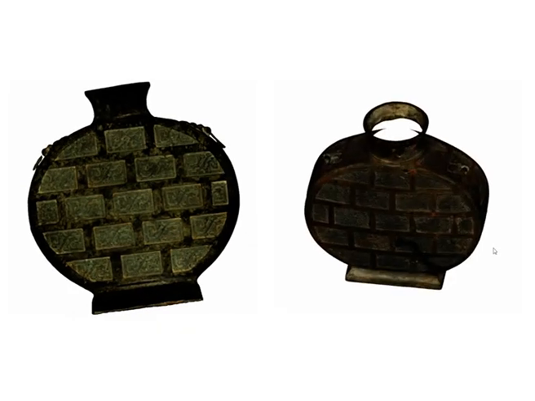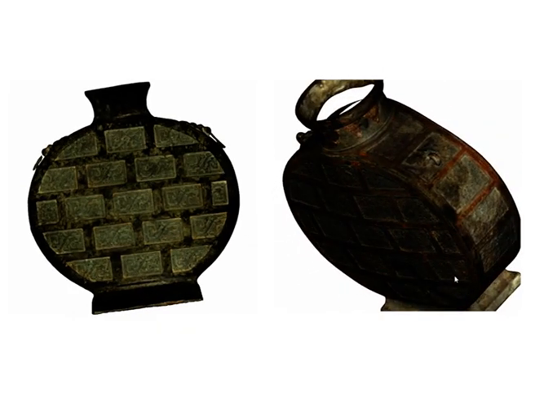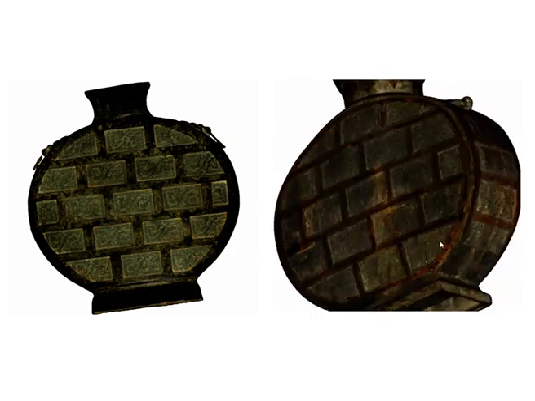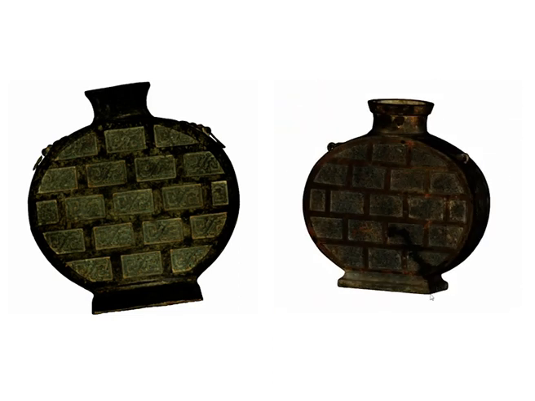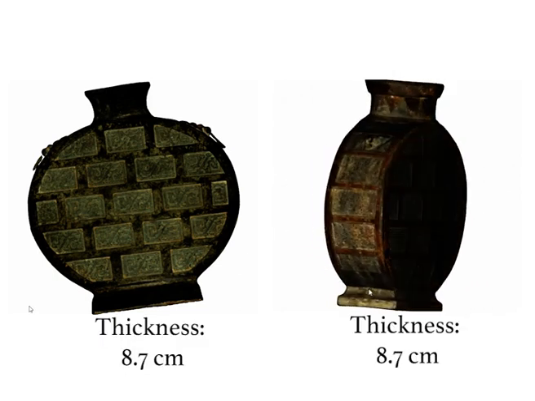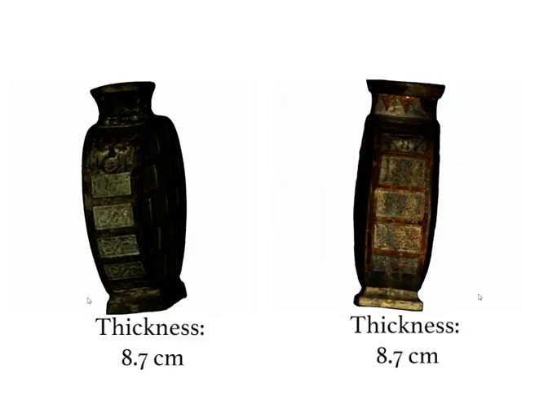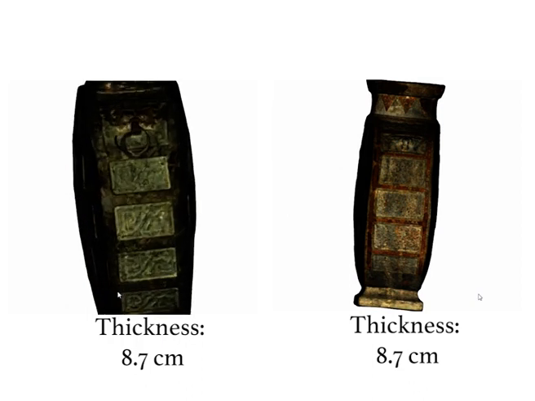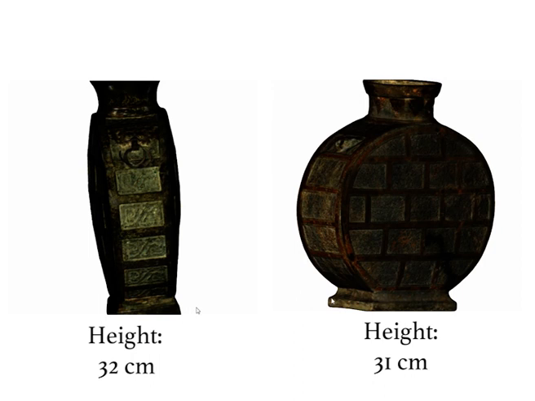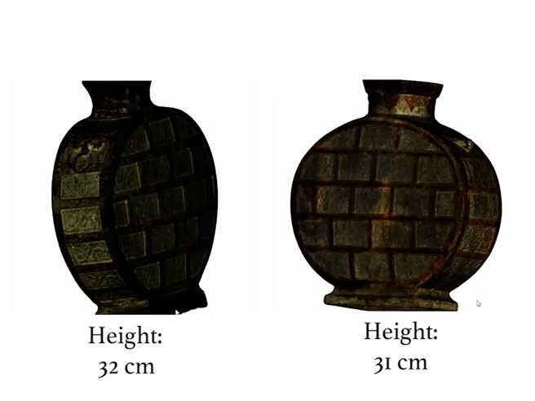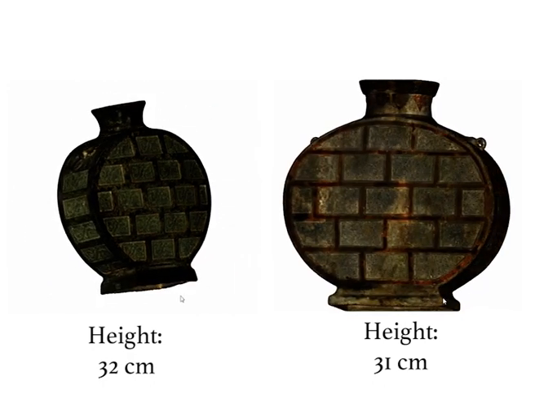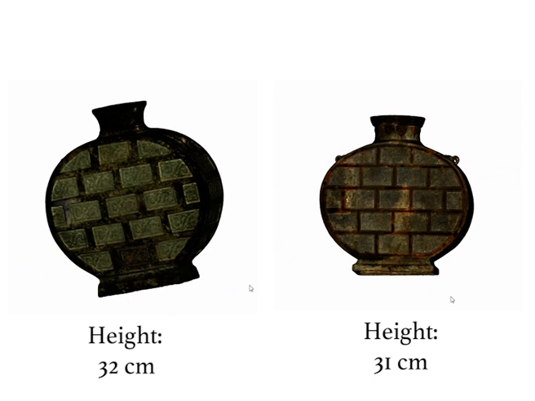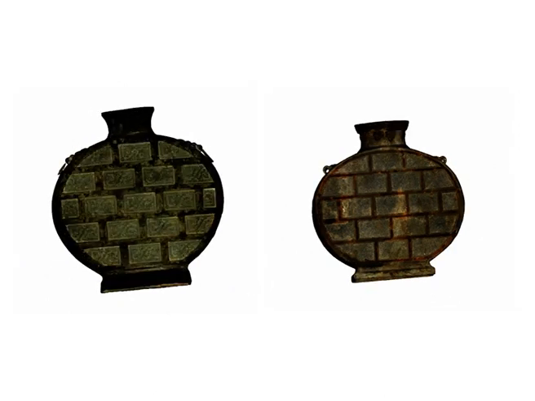Here is another bronze vessel from the Warring States period, and it is also now displayed at the San Francisco Asian Art Museum. To compare whether they are identical or not, we can first look at the data of these two vessels. Firstly, the thickness of the right one is 8.7 cm, which is the same as the left one. Secondly, the height of the right one is 31 cm and the left one is 32 cm. It can also be defined as identical because of some errors from the measuring and weathering.